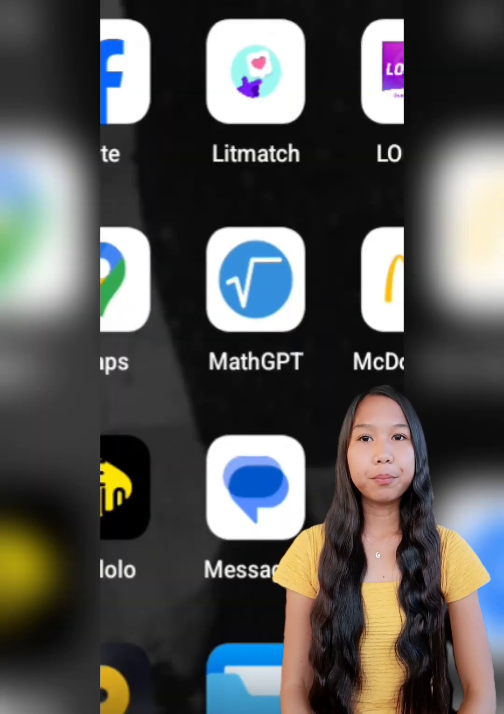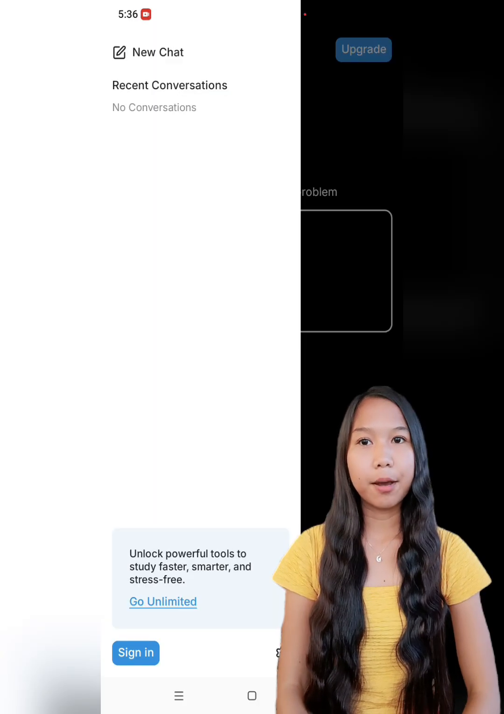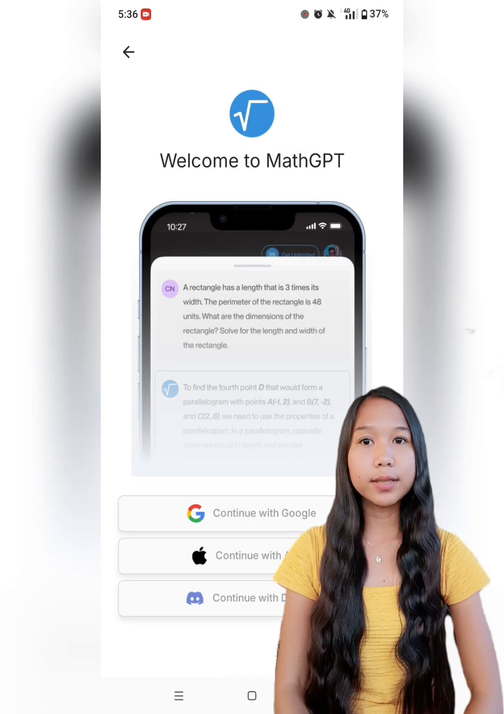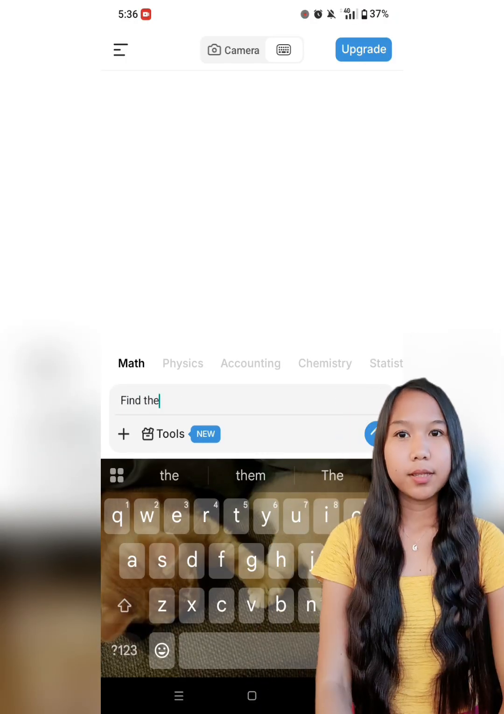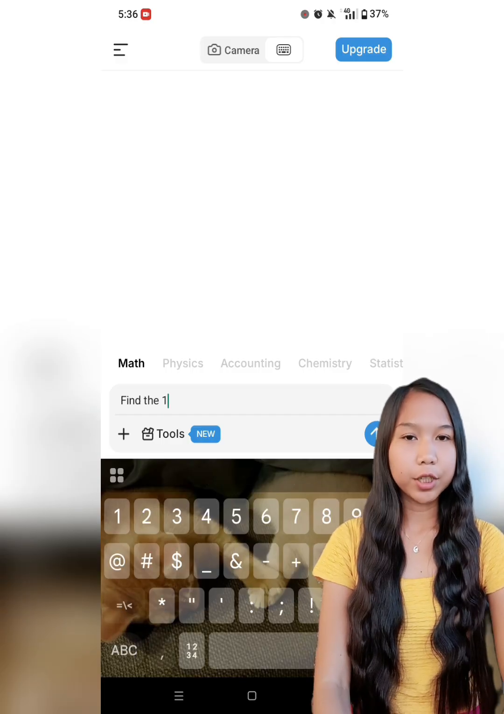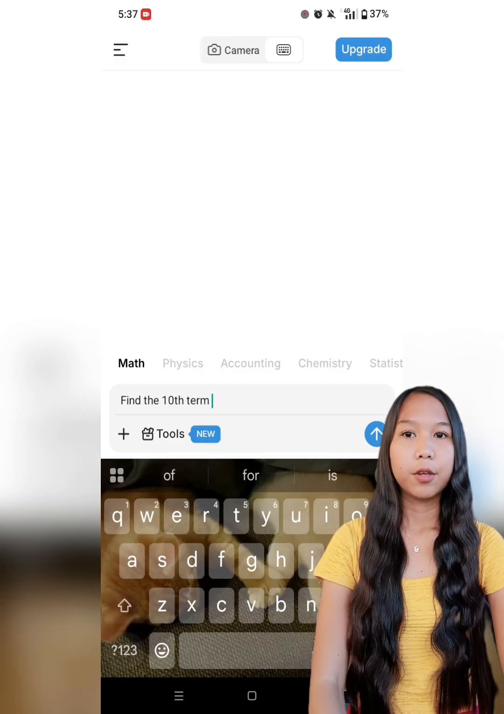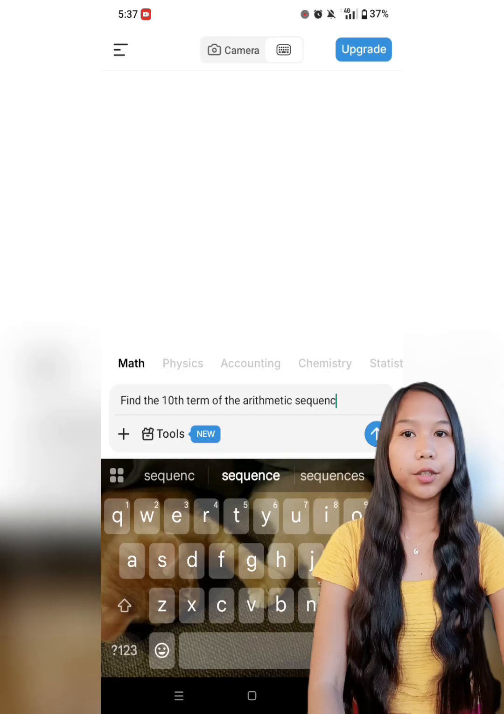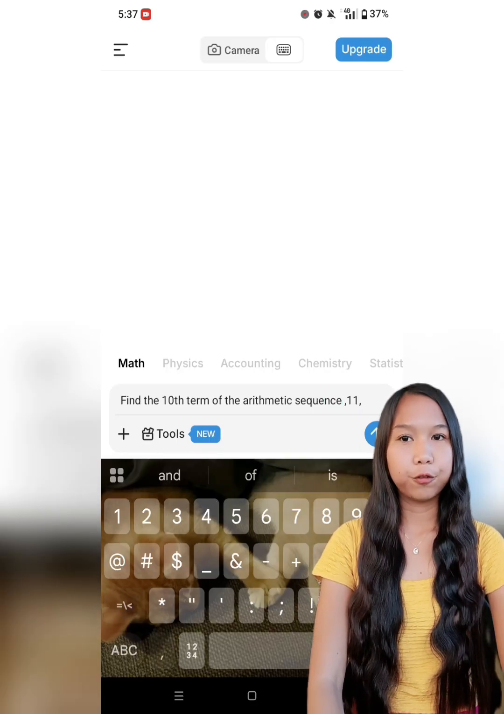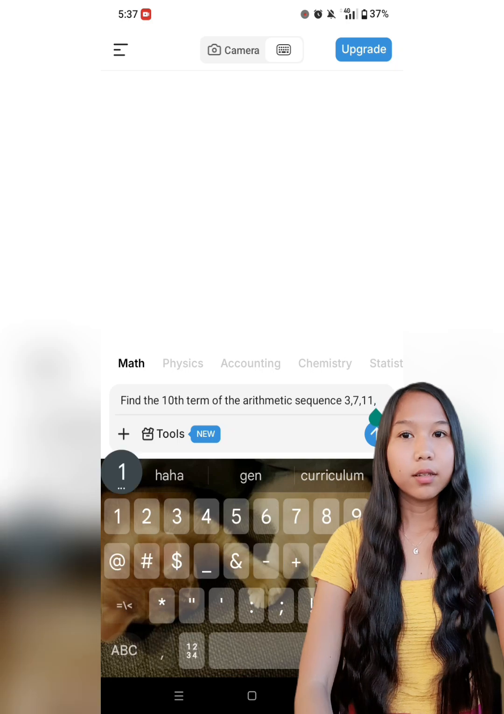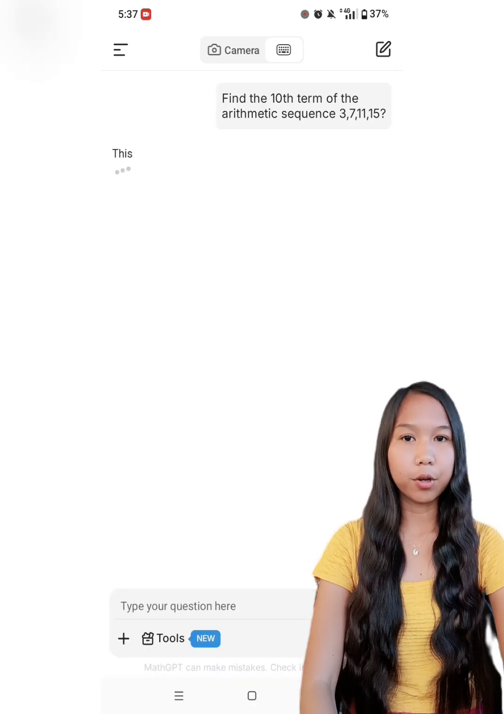First, open your web browser or the MATH GPT app. Once the page loads, you will see a text box where you can type your math question. Simply type your math problem clearly. For example, find the 10th term of the arithmetic sequence 3, 7, 11, 15. Then, click the send or enter button.